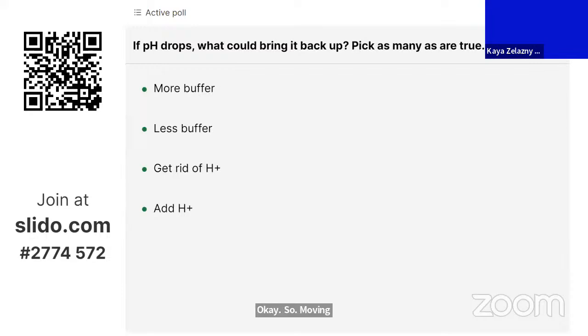So moving on to our final method. Now we're going to be thinking about this metabolic compensation, this renal compensation, we should say. We are going to be thinking about our buffers and we're going to be thinking about hydrogen ions. So which of these two could bring your pH back up if it goes down? Thinking about from the perspective of the blood: adding buffer to the blood, getting rid of hydrogen ions from the blood, taking away less buffer in the blood, or adding hydrogen ions to the blood.